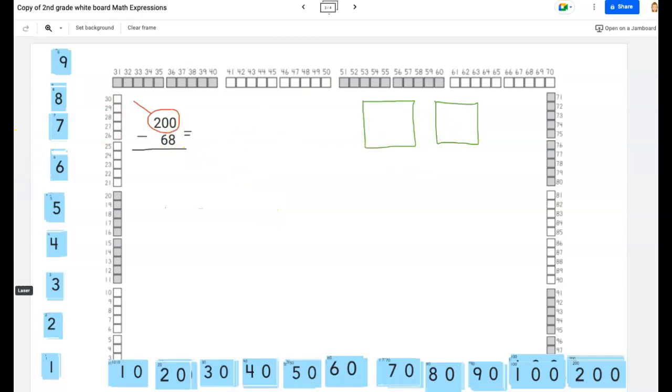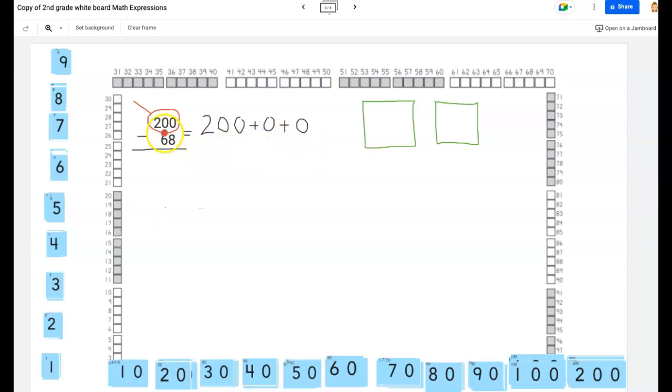If I were to put this in expanded form, it would look like this: 200. Two groups of 100 plus 0 tens and 0 ones. Okay, so here we have two groups of 100. This is 100, this is 200. So you might be curious to know, why is there a 0 here and a 0 here?